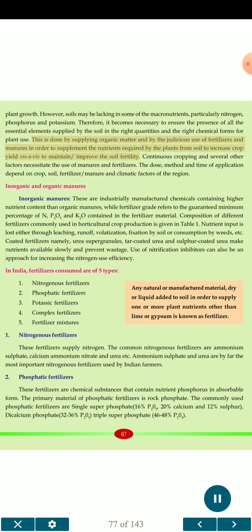This is done by supplying organic matter and by the judicious use of fertilizer and manures in order to supplement the nutrients required by the plants from soil, to increase crop yield and to maintain and improve the soil fertility. Continuous cropping and several other factors necessitate the use of manures and fertilizer. The dose, method and time of application depend on crop, soil, fertilizer, manure and climatic factors of the region.